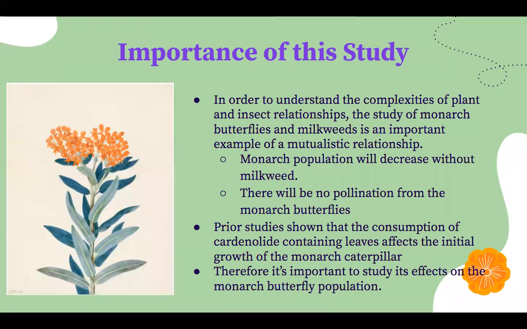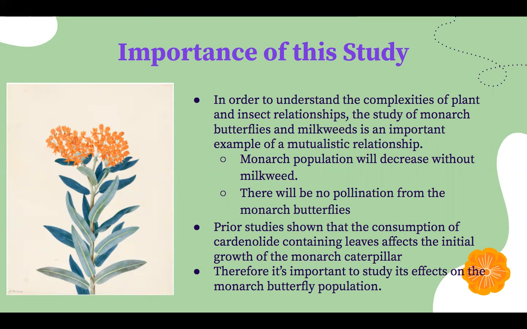The importance of this study is to understand the complexities of plant and insect relationships, and the study of monarch butterflies and milkweeds is an important example of a mutualistic relationship. The monarch population will decrease without milkweed because it provides a source of food and a place for the butterflies to lay their larvae. And also there will be no pollination from the monarch butterflies, so there'll be less milkweed.